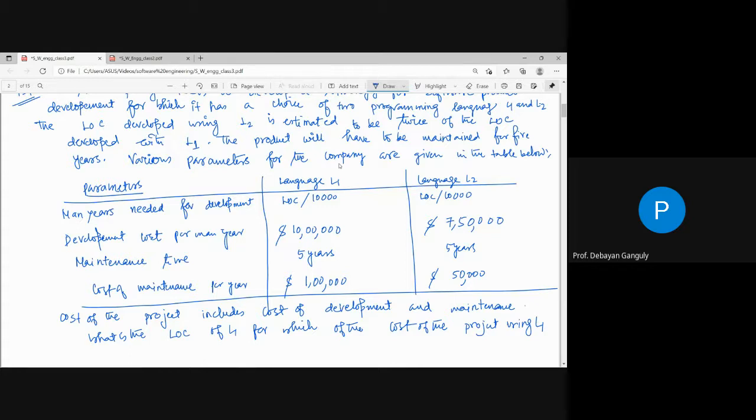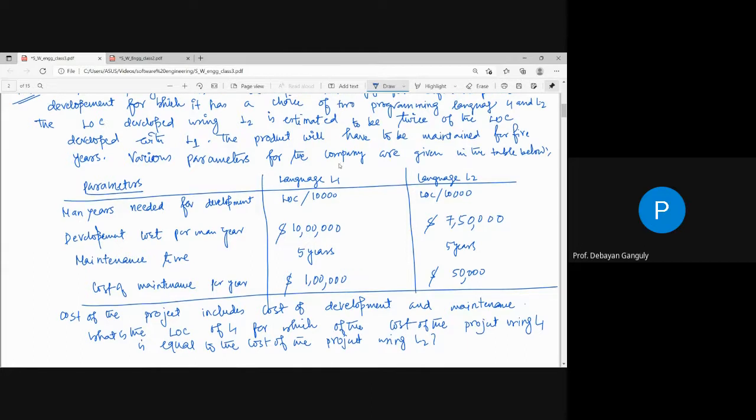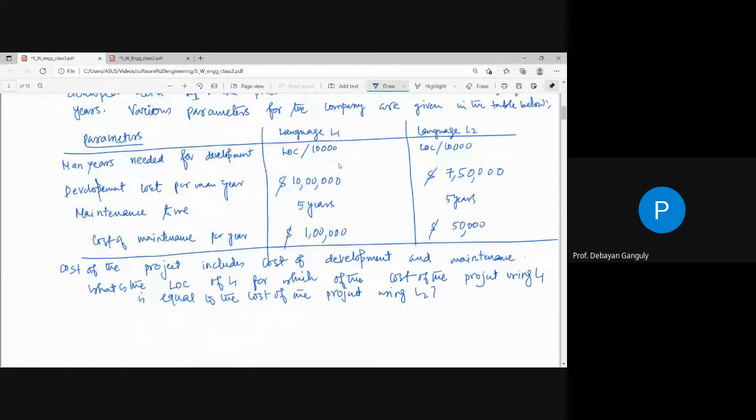আমাকে বার করতে বলেছে what is the LOC of L1, for which the cost of the project using L1 is equal to the cost of the project using L2. That means what should be the line of code of L1 such that the cost of the project using L1 should be equal to the cost of the project using L2. And these are the different options that are given.